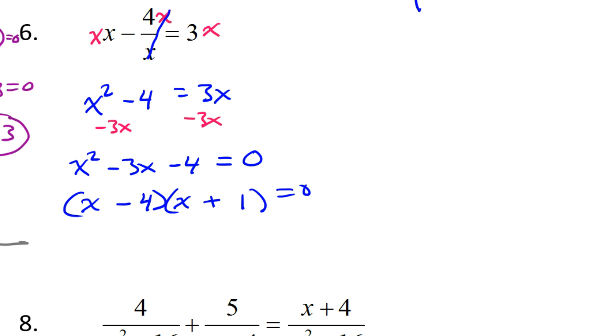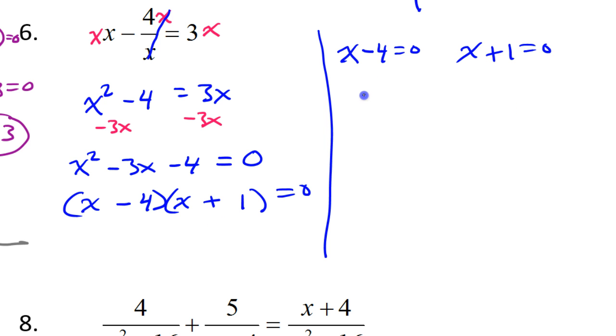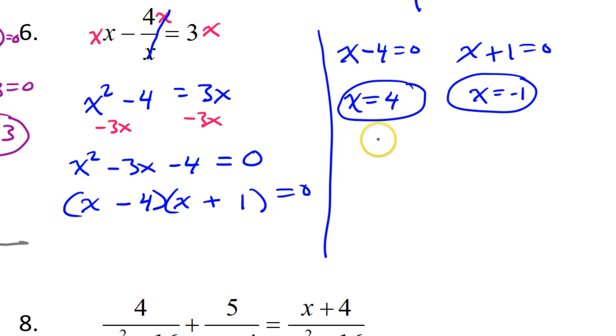Alright, but to find the solutions, I need to take these factors and set them equal to 0. So that's going to give me x minus 4 equals 0 and x plus 1 equals 0. So I'll have two solutions unless one of them is extraneous. Alright, I'll have x equals 4 from here, and I'll have x equals negative 1 from here. So my two solutions. Now I need to look back and make sure that none of these are excluded values.